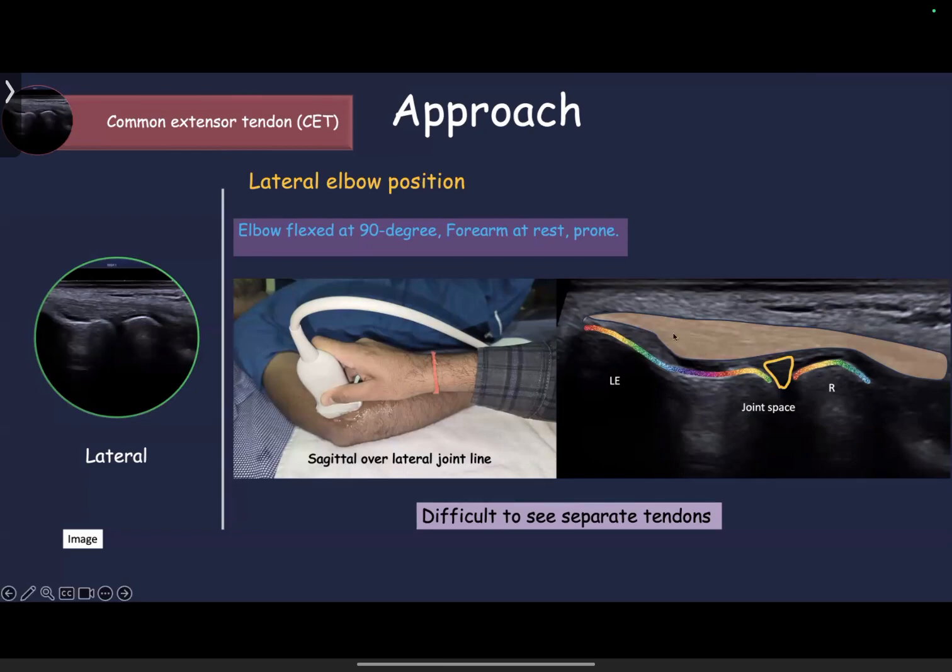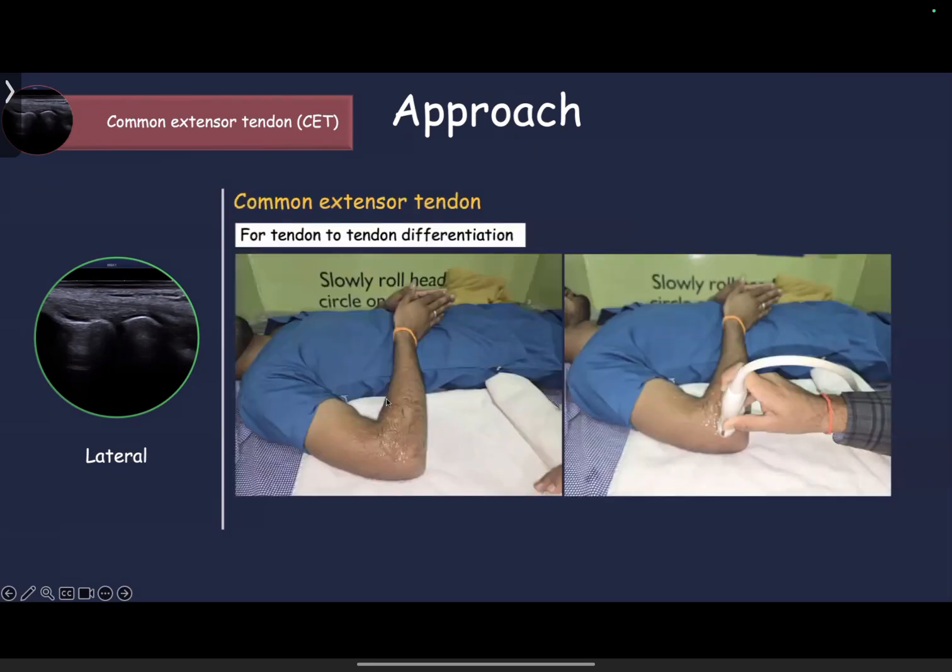So we are just saying it's a common tendon which attaches. So are we really able to see the different tendons? Yes, it is difficult to see, but yes, we can see the tendons separately. For that, because in the position I showed you, your extensor tendons are in a relaxed position, we need to make it taut so that we can differentiate. So we'll ask the patient to flex the elbow and push this hand so that we can have an extension of these extensor tendons.